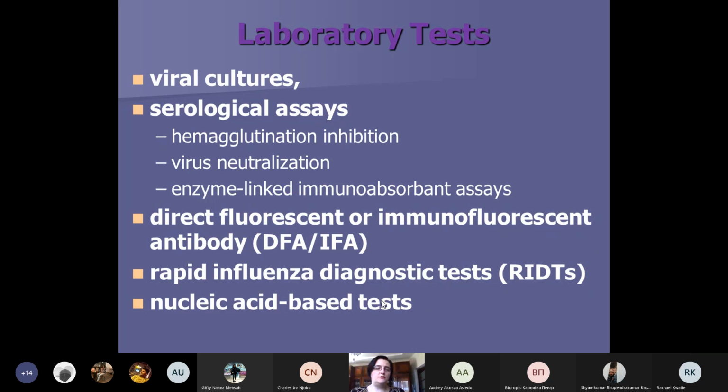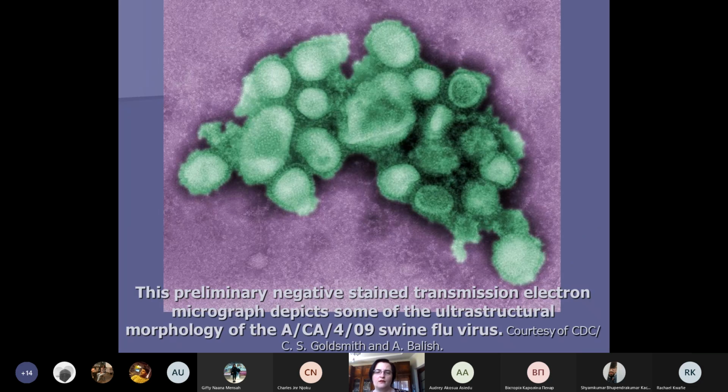Other nucleic acid-based tests that have been used include loop-mediated isothermal amplification-based assays, simple amplification-based assays, and nucleic acid sequence-based amplification. Note here you can see the preliminary negative stain transmission electron micrograph that depicts some of the ultrastructural morphology of the swine flu virus.